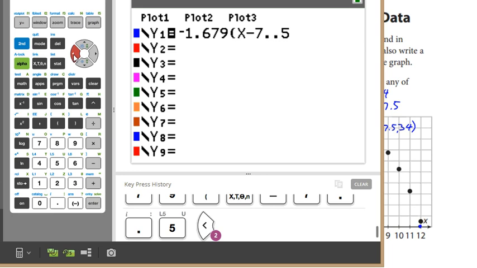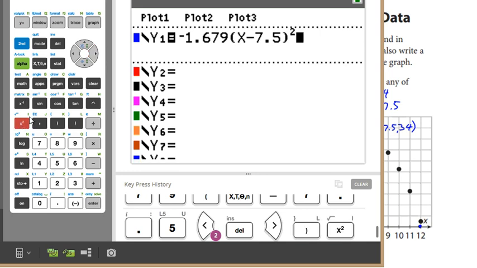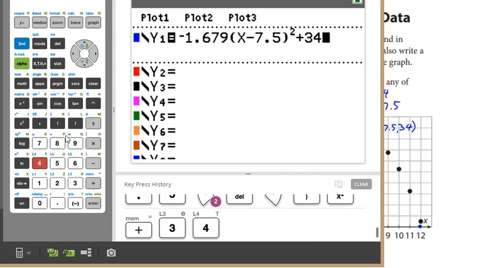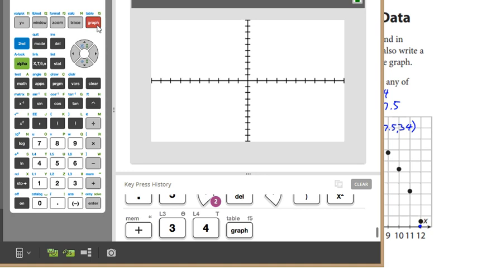Get that. Delete that. There we go. 7.9, close parentheses, squared. And we're going to add 34. And when we graph, this is what we get. Now we should hit right here.